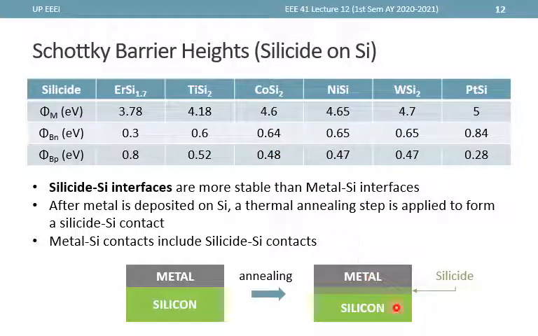Now, the silicon-silicide contact acts like a metal-semiconductor or MS contact, whereas the metal-silicide contact or interface simply acts like two conductors in series or in contact. So as a whole, this one is simply one whole MS contact.